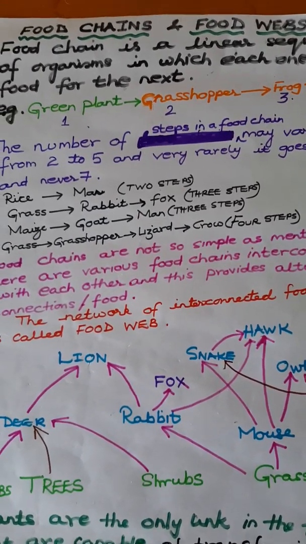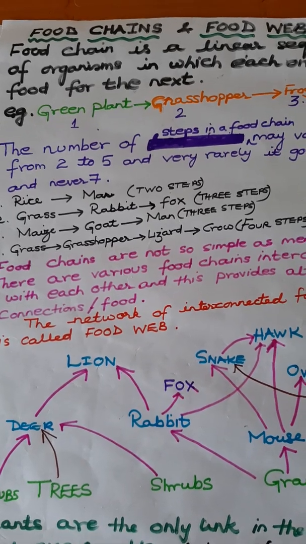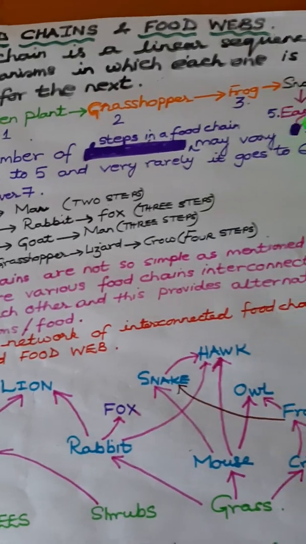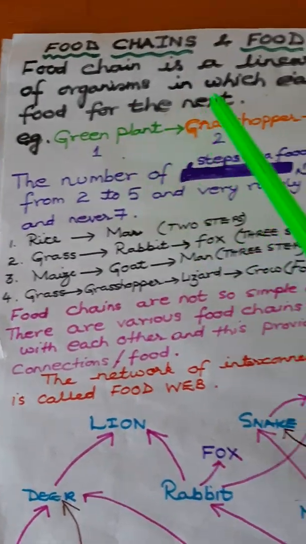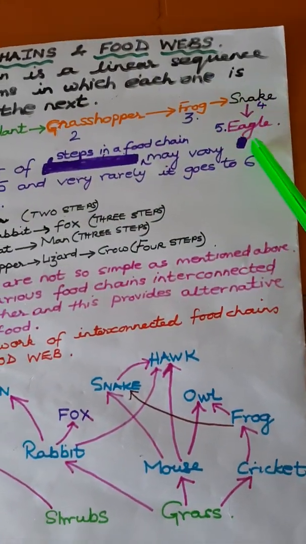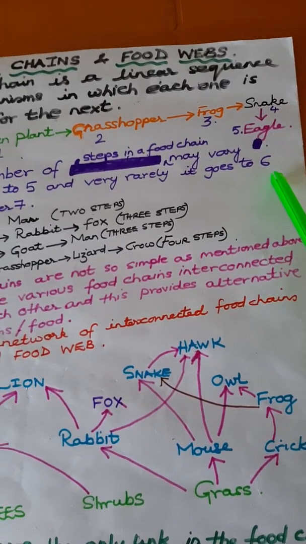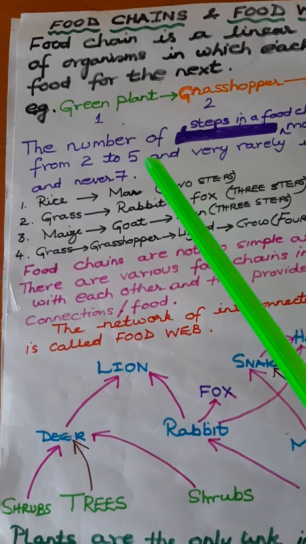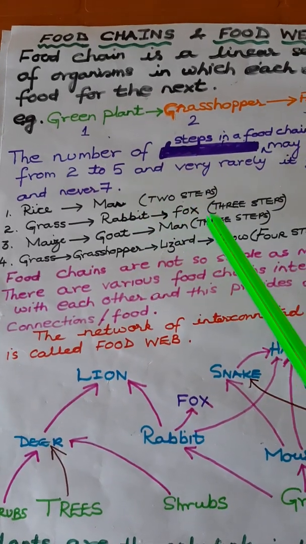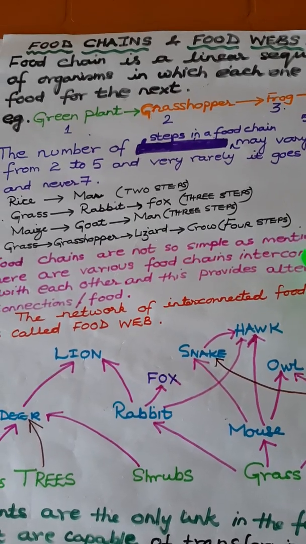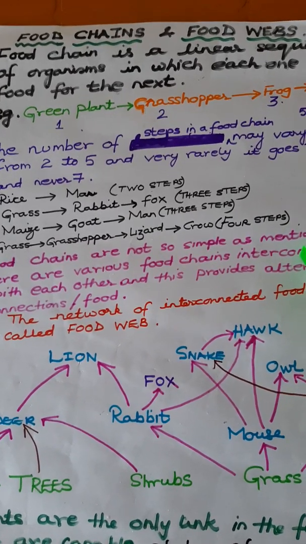Now a food chain can have, say, 5 steps. Like over here there are 5 steps, 1, 2, 3, 4 and 5, or it may go maximum up to the 6th step but never to the 7th step. Okay, so maximum it can go up to the 6th step, but that is also very rare.